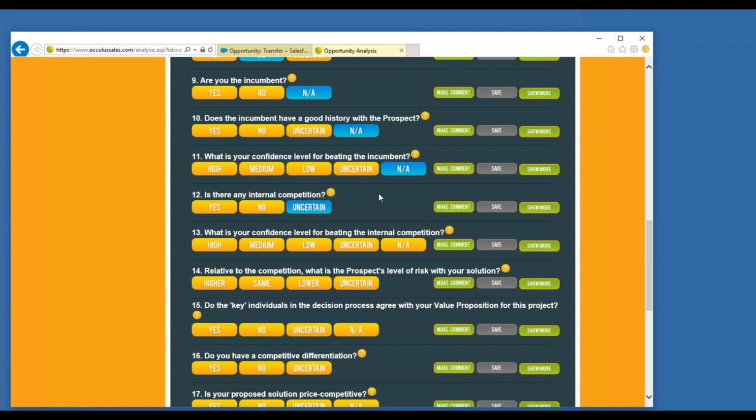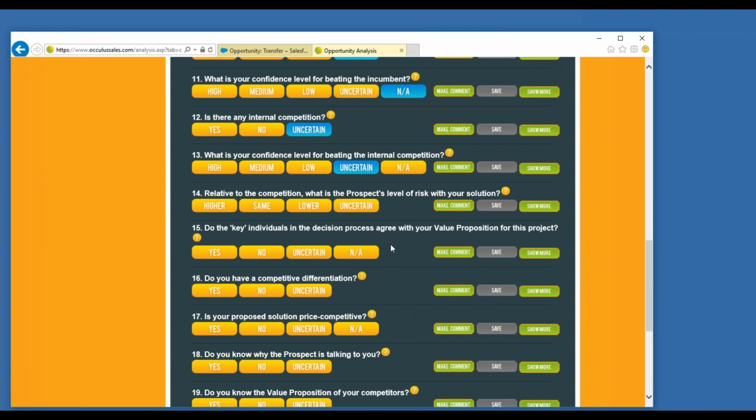Again, I need to find this out. And so if there is, I need to figure out if we can beat them. So it's just completely unknown at this point in time. So I'm going to answer that unknown. Relative to the competition, what's the prospect's level of risk with us? Well, I don't know about the internal people, but I would say that compared to the external competition, we're about the same, but I'm going to have to answer this uncertain.